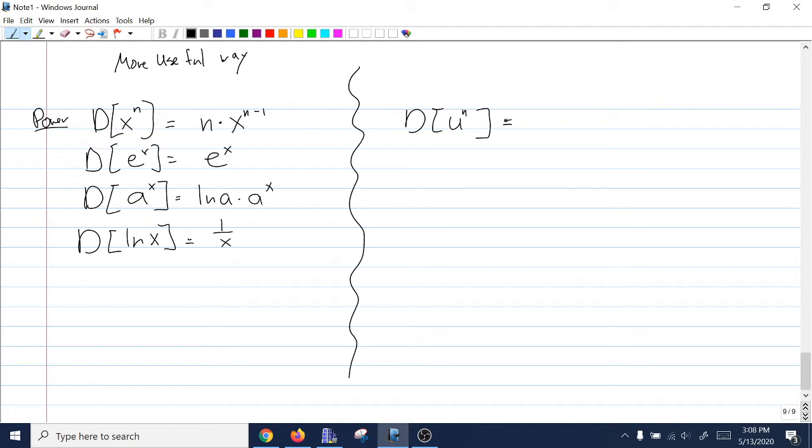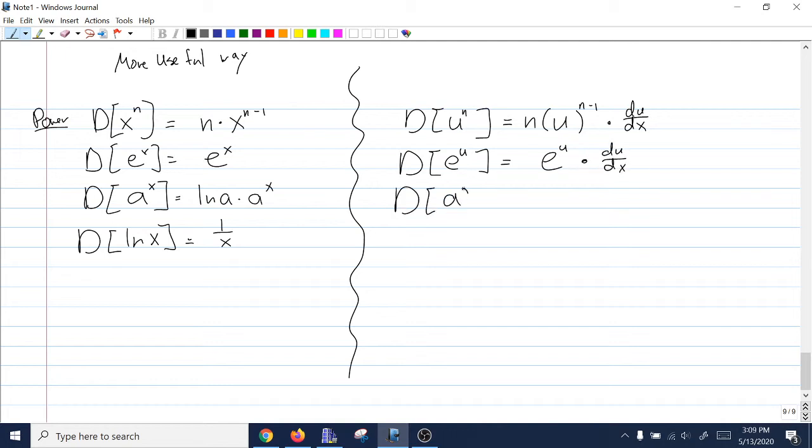The derivative of stuff to the n is n times, leave the stuff alone, to the n minus 1, times the derivative of the inside. You take the derivative of the box, leaving the inside of the box alone, and multiply by the derivative of what's in the box. I meant to say the derivative of e to the u: e to the something has derivative e to the something times the derivative of the inside.